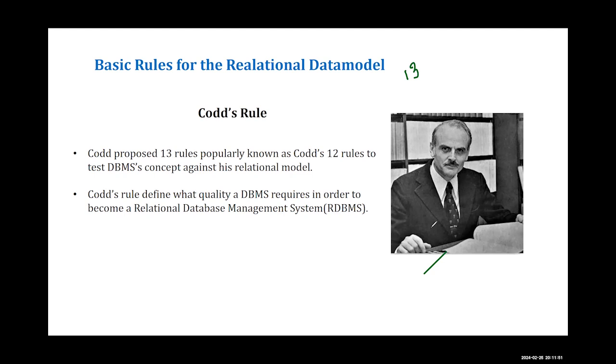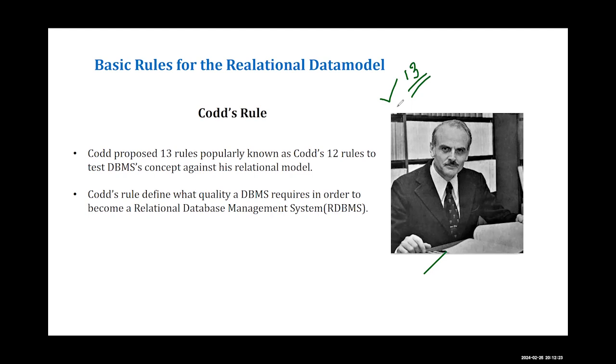If you remember, we had studied the different data models. In that we have seen hierarchical, network as well as relational. The relational was proposed by E.F. Codd. Now basically he has given us 13 rules and they are also called Codd's 12 rules. Basically because there are totally 13 rules and they start from 0 and end at 12. So 0 to 12, that is why it is called Codd's 13 rules.